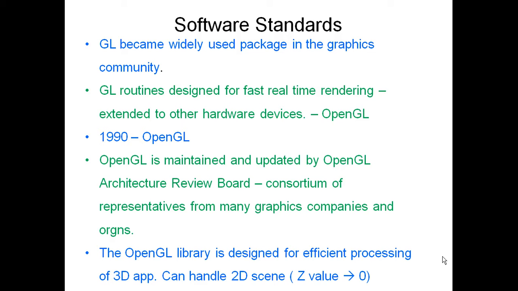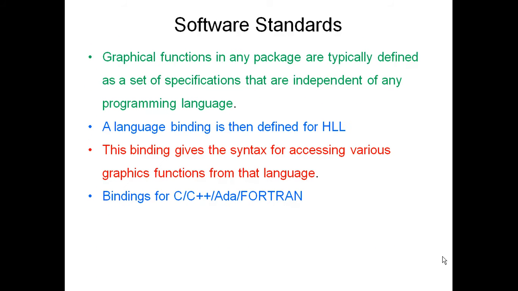OpenGL was introduced in 1990. OpenGL is maintained and updated by the OpenGL Architecture Review Board, a consortium of representatives from many graphics companies and organizations. Software standards. Graphical functions in any package are typically defined as a set of specifications that are independent of any programming language. A language binding is then defined for a high-level language. This binding gives the syntax for accessing various graphics functions from that language.